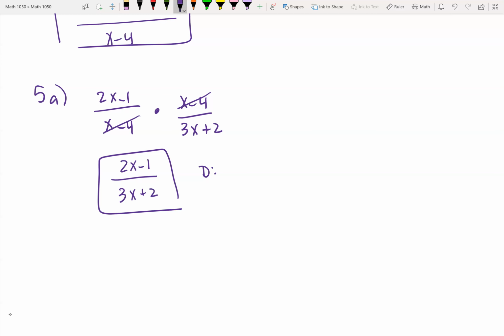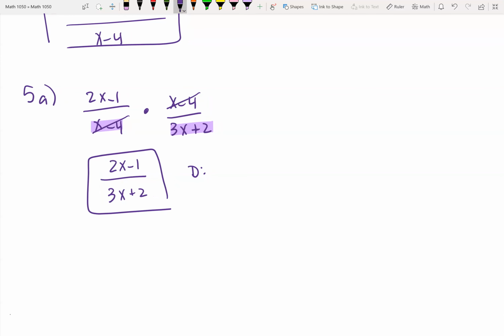Now they are asking you for domain, so this is a restriction and this is a restriction. So I know that x cannot be equal to 4. Say that 3x plus 2 can't be equal to 0, and you get x cannot be equal to negative 2/3. There's your domain. Don't just write x can't be this, x can't be that. Label it, domain colon, okay?